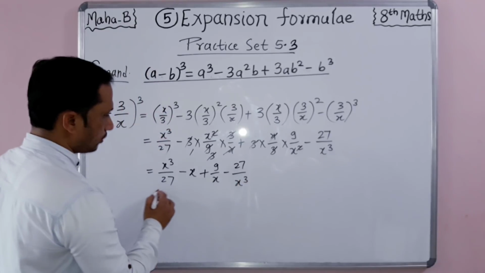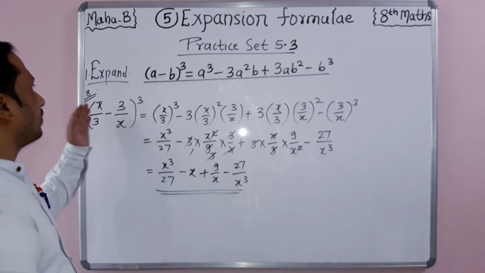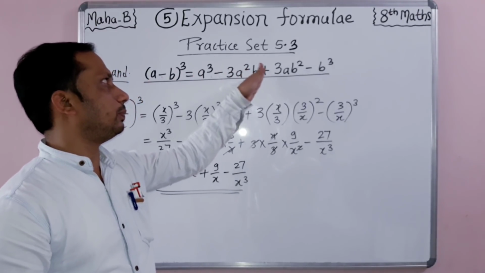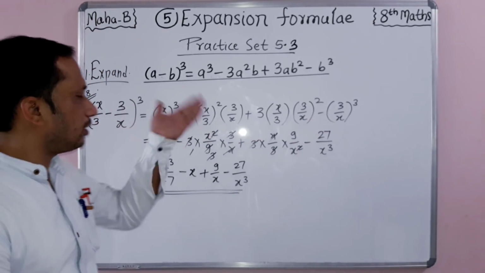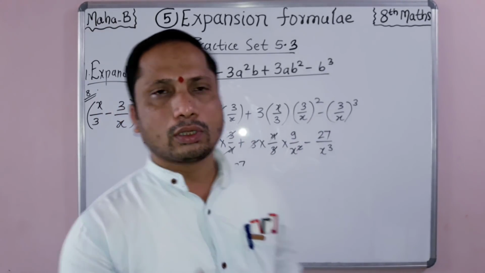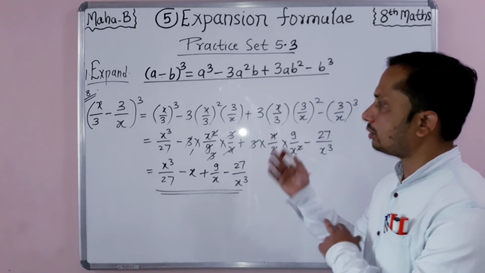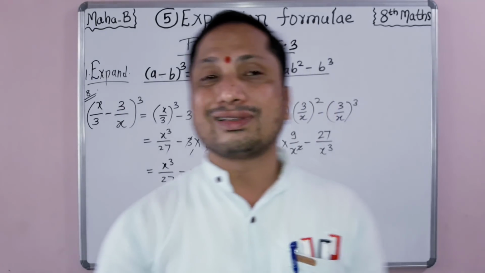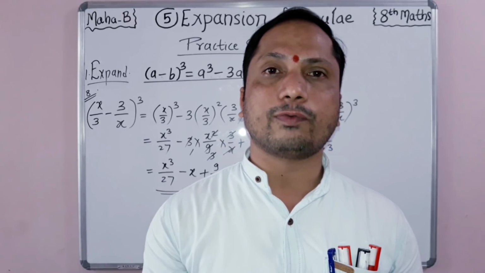So this is the solution for the given problem in the form of a cube minus 3a square b plus 3ab square minus b cube. First of all, write the particular formula in its particular format and then do the correct division and multiplication, and you will get your solution. So this is the last problem from the first question, expand, from practice set 5.3.